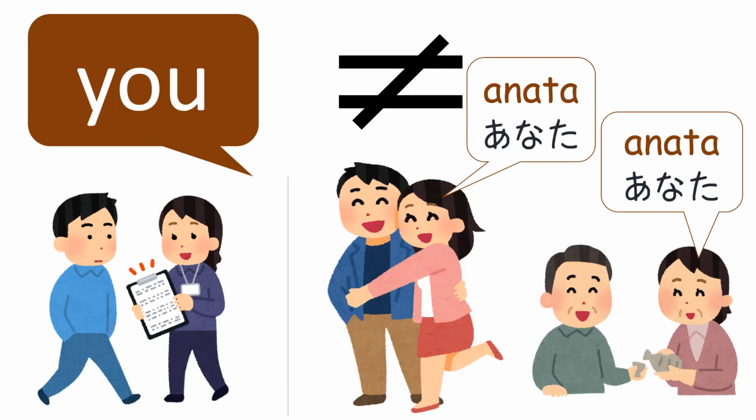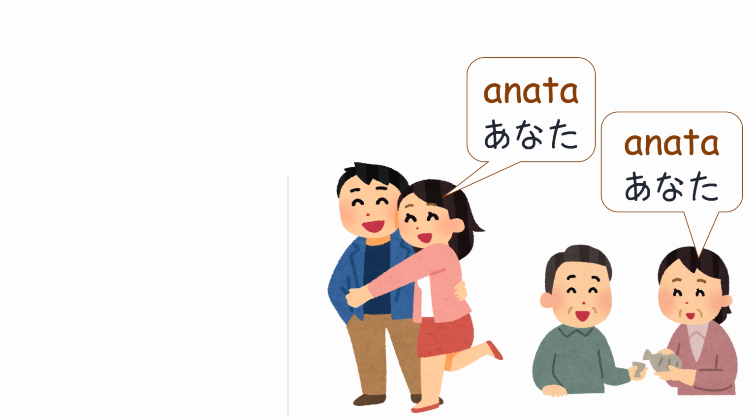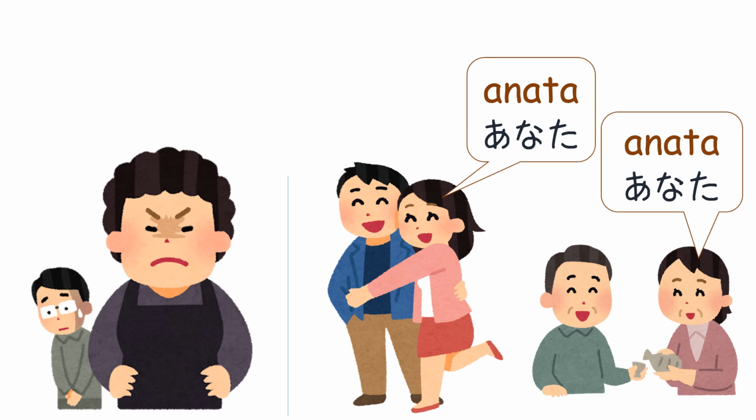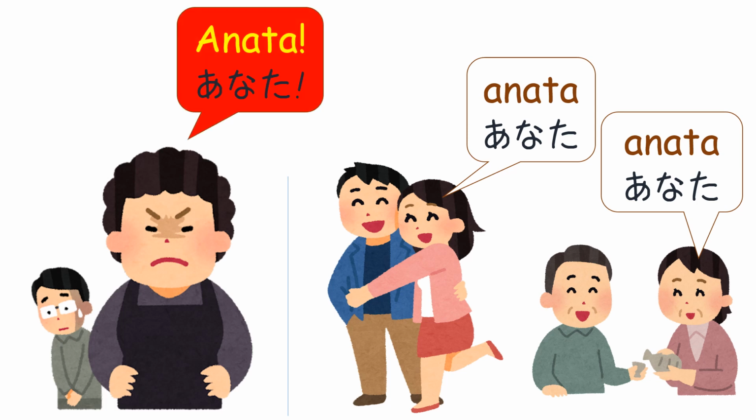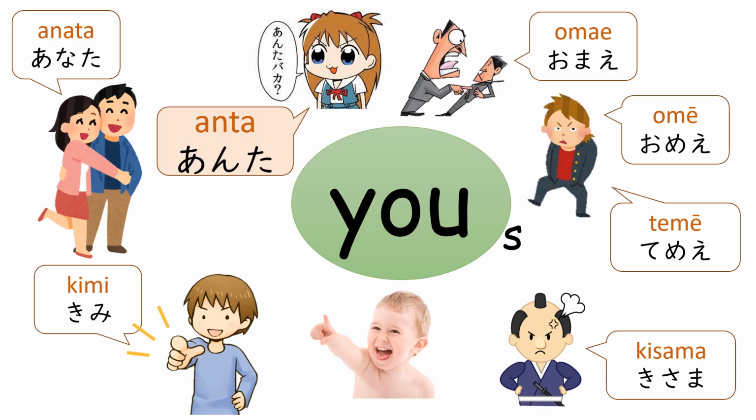The other あなた is used by a wife to her husband, like darling in English. This あなた sounds nice and soft, but when something goes wrong, it goes like あなた. Next you is あんた.